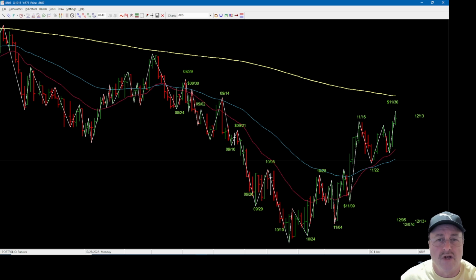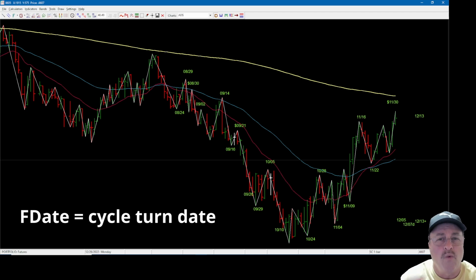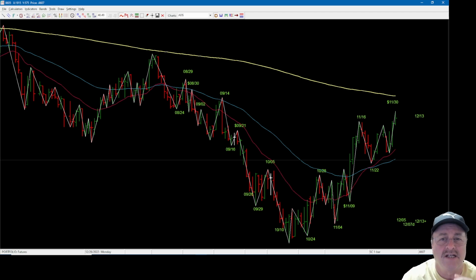And I want to show you the logic on how to apply the FDate, as well as determining which FDate to use, which FDates to ignore, and what to do with the FDates that maybe don't result in a turn. So these are the things that all of us are going to be presented with. So I think it's all encompassed in this chart.